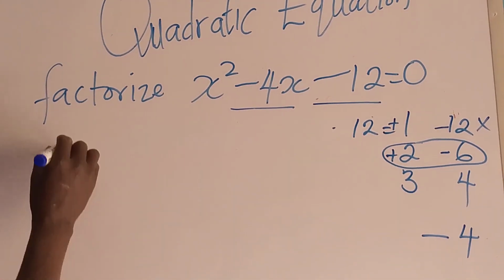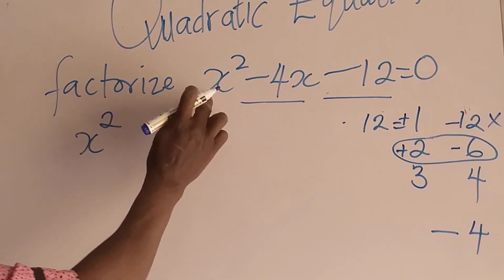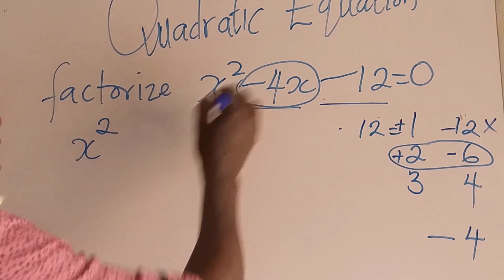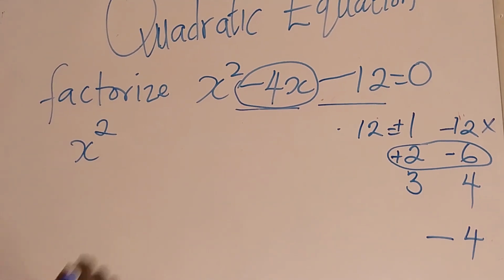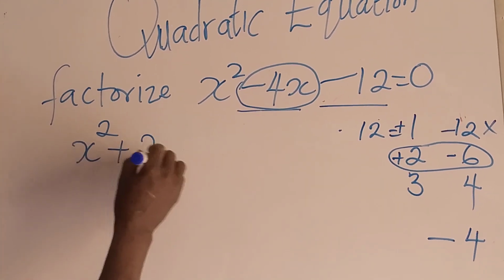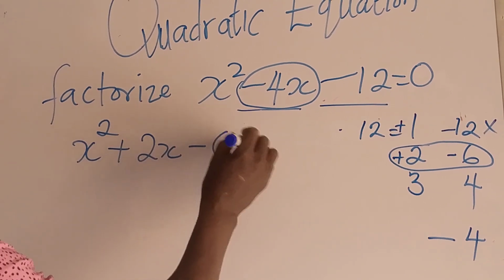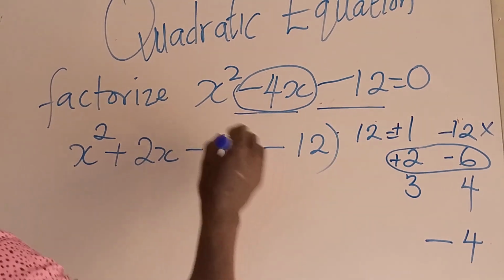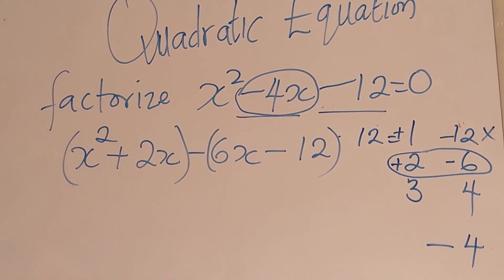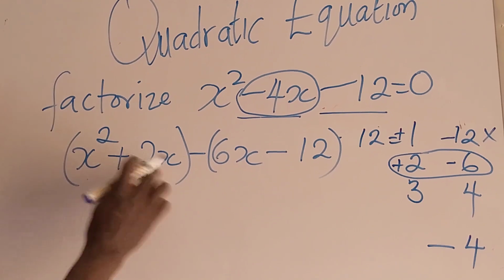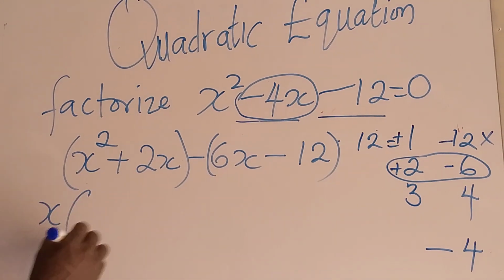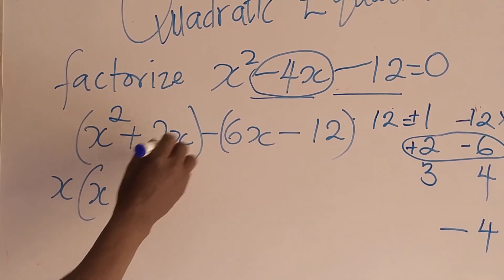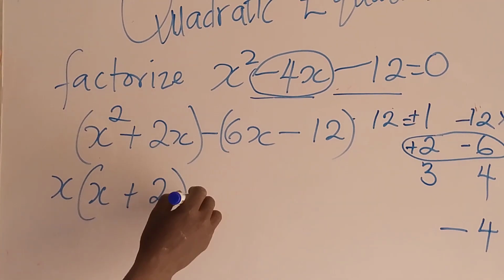So how do you write it? You write x squared, the first term. Then in place of this minus 4x, you replace it with this. It will now be plus 2x minus 6x, and you bring in the constant term, which is minus 12. Now you group it, you pair it. What is a common factor here? You have x. So here x is gone, so x plus 2 is left. You bring out the minus.